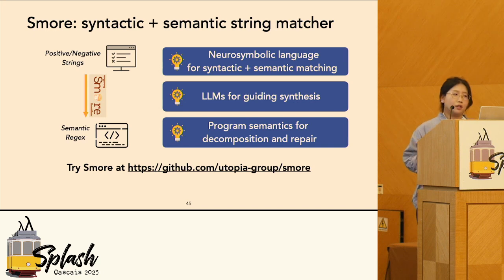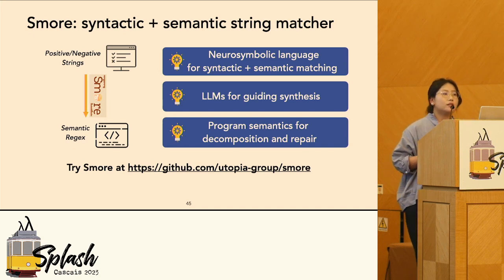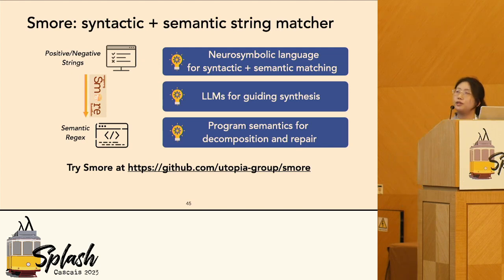So in this talk, I presented Smore, which is a language for supporting syntactic plus semantic string matching. We also presented a synthesis workflow that can synthesize programs from positive and negative examples. We have open sourced the code, so please try it out.